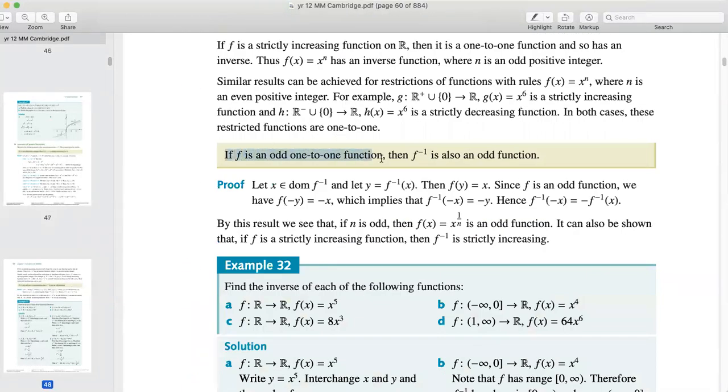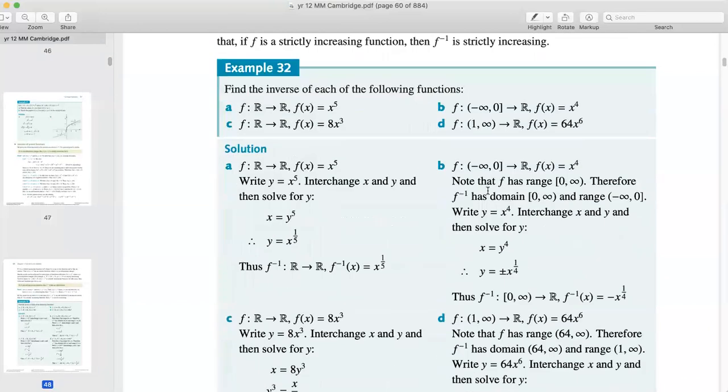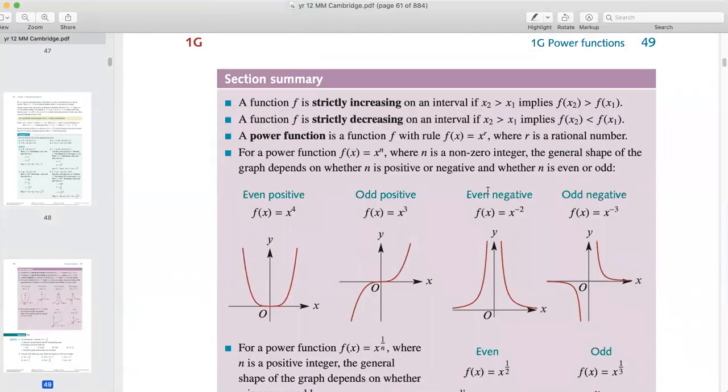And for this one, again, the proof is not that important. This one just gives you some certain ideas. Okay, if f is an odd one-to-one function, then f inverse is also an odd function. Okay, that's it for my power functions.